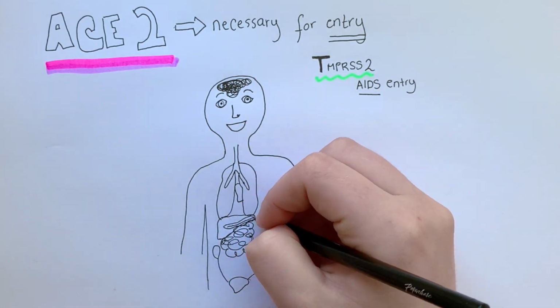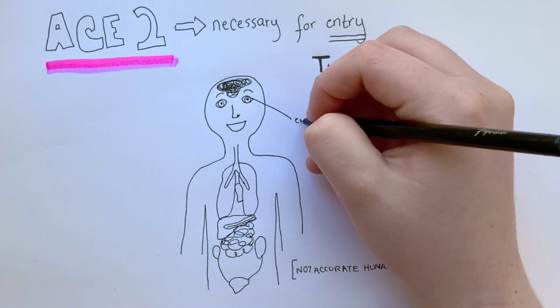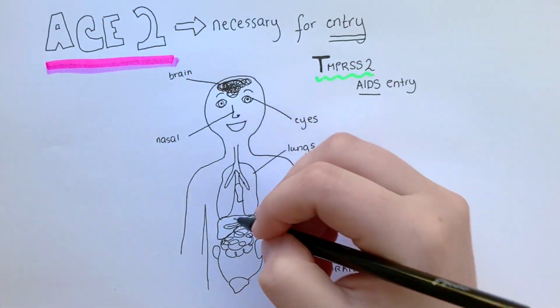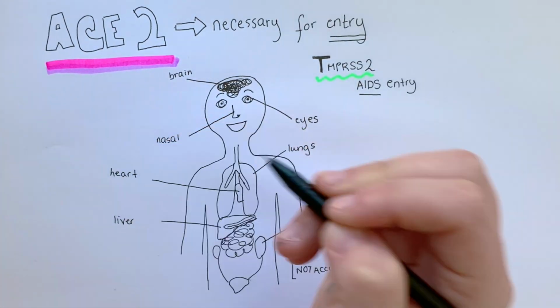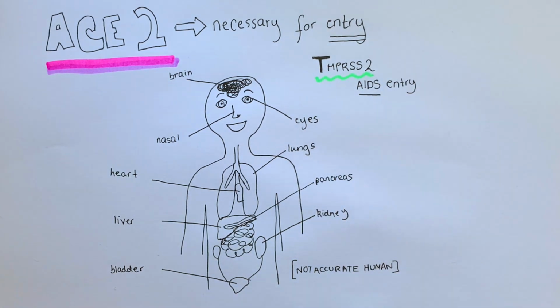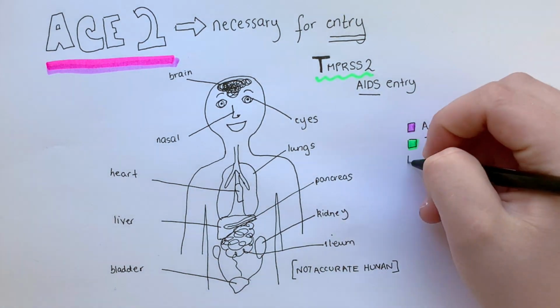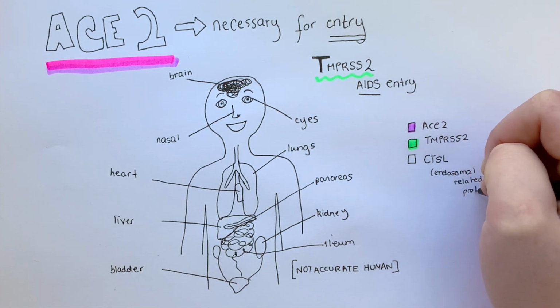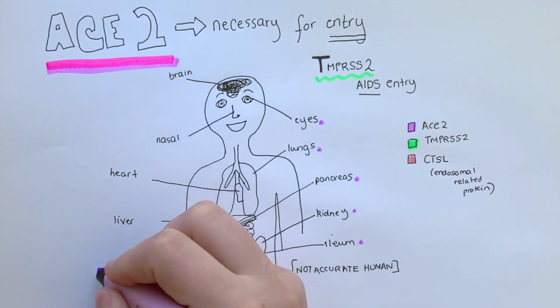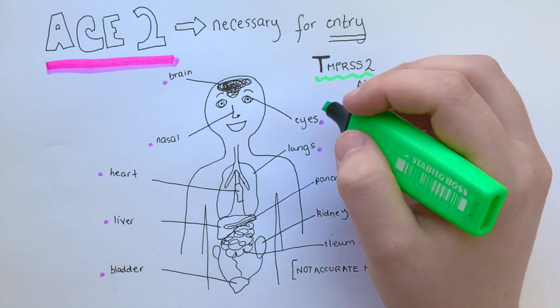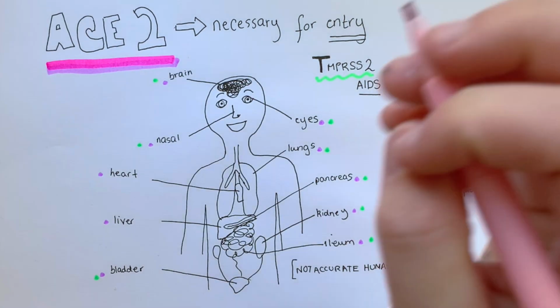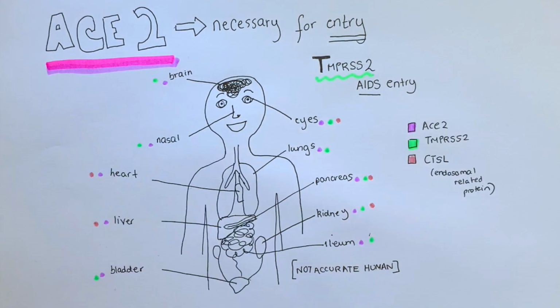So I'm just pointing out here all the different places in which ACE2 is found, and also another protein which is related to that process I talked about, endocytosis, which often helps the virus to take over the cell, and that's CTSL. That's just identified here by the different dots. This was just an interesting fact I thought I'd put in for you guys.